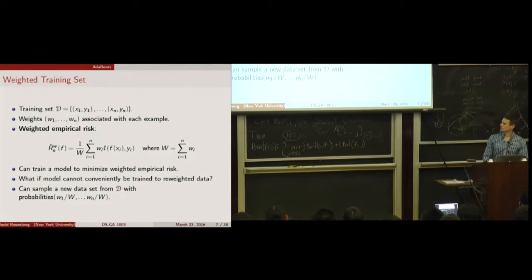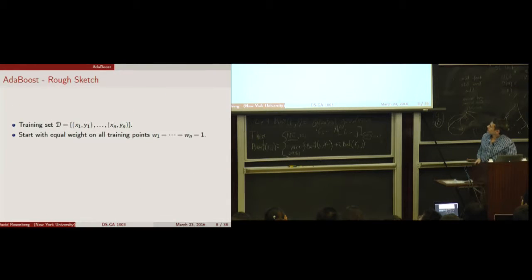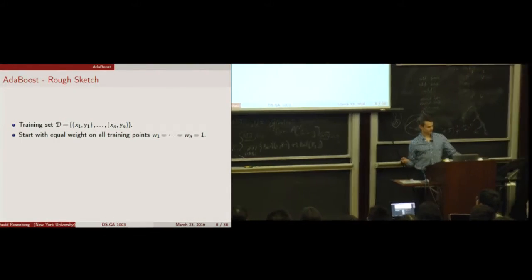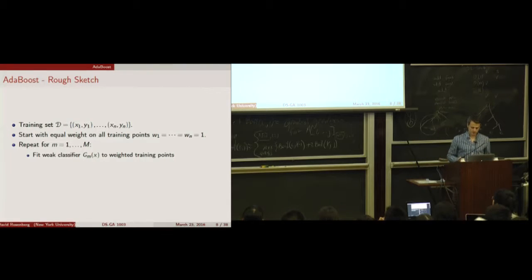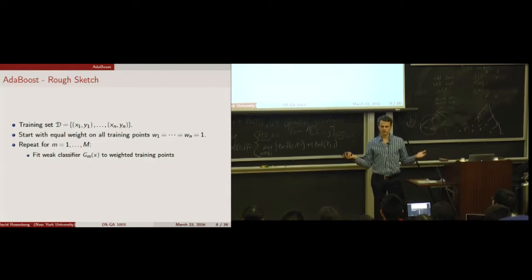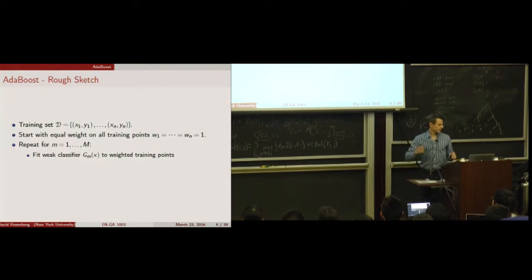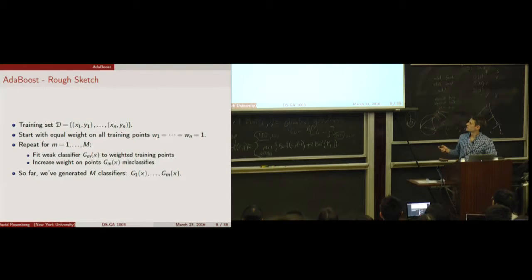Okay. So now we have a way to fit a weighted empirical risk from a function in our base hypothesis space, and that's something we will need to have. So here's the rough sketch of AdaBoost. We have our training set. We start with equal weights on all the training points. And now we proceed in different rounds. In each round, we use our algorithm to fit a weak classifier, something from our hypothesis space, to the weighted training points. In the first round, they're weighted equally, so nothing special. So we get our weak classifier. And then we see what it misclassified, and we increase the weight on the examples that were misclassified.